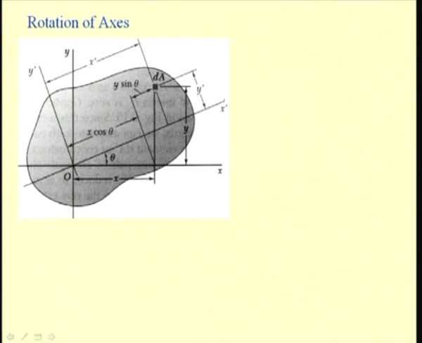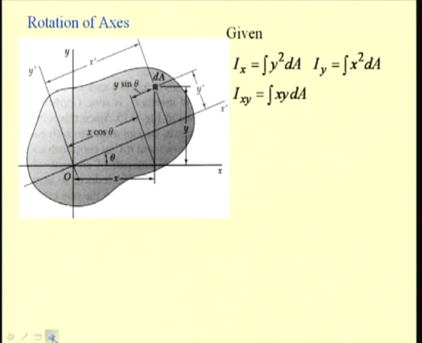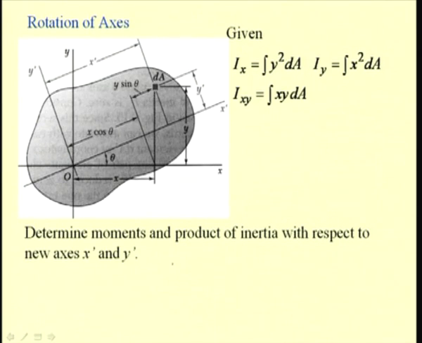Now, we are interested to find the second moments for a rotated axis with respect to O, that is X prime Y prime, which is rotated by an angle of theta in the counterclockwise direction. So, now we want to determine the second moments for this rotated axis. So, these values are known. Now, we want to determine the values I x prime, I y prime and I x prime y prime, that is the second moments and product of inertia for the rotated axis x prime y prime.